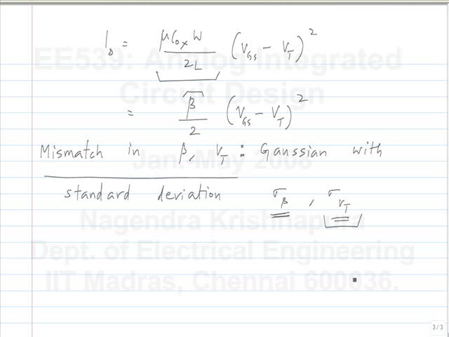I'll again explain why it doesn't make any sense to use the relative value. But the sigma Vt is in volts. If you plot the distribution of Vt and find the standard deviation of that, it is sigma Vt. Whereas in case of beta, you measure lots of values of beta, you see the deviations in beta, you normalize that to the mean value of beta, and you find the standard deviation in that. That is sigma beta. This is the standard deviation of beta, and sigma Vt is the standard deviation of Vt itself.